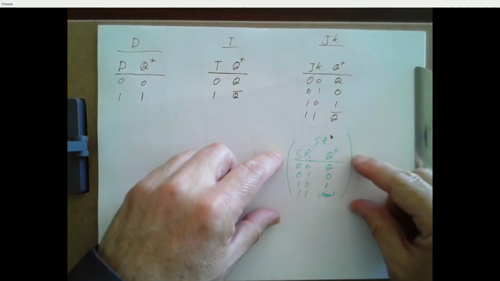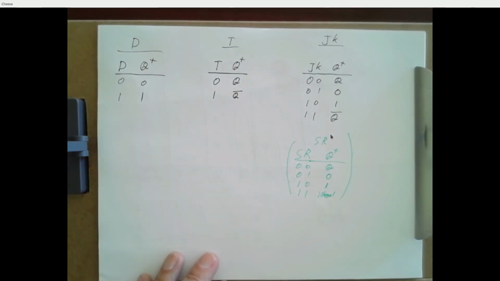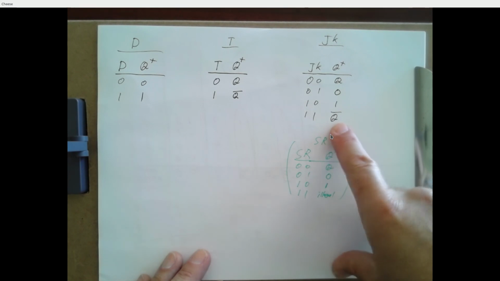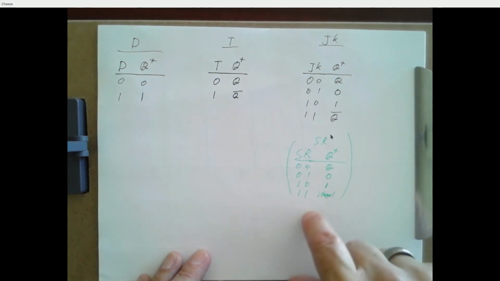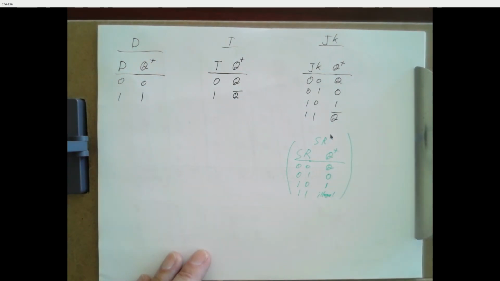So this is really a subset of a JK. It's a JK without this added benefit of acting like a toggle. So we don't really use SR flip-flops much.